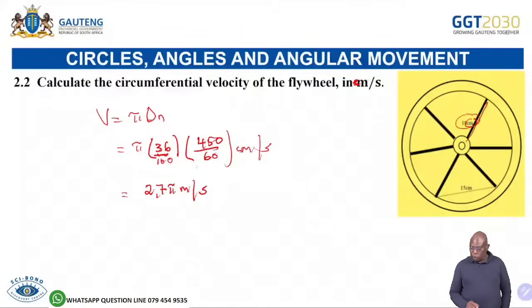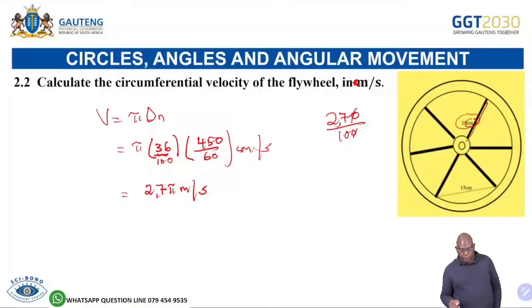Right, because it's supposed to be 270 if I multiply by that, so 270 divided by 100, therefore we have 2.7 meters per second. Okay. All right.